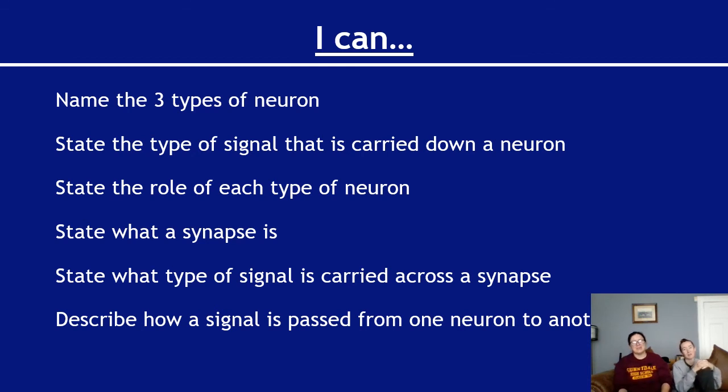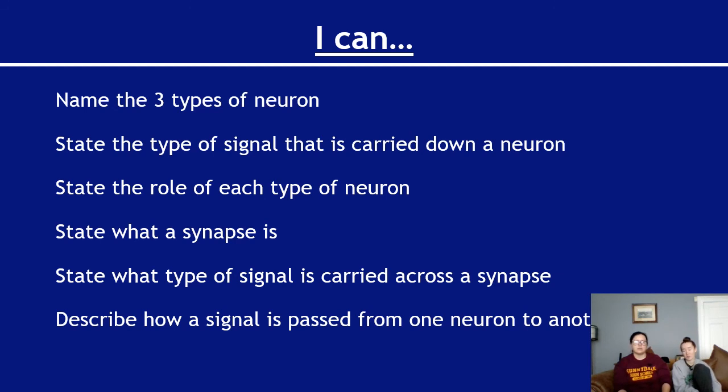So you should be able to name the 3 types of neurons, which are sensory, inter, and motor. You should be able to state the type of signal that is carried down a neuron: electrical impulse. You should be able to state the role of each type of neuron. Sensory carries signals from sensory receptors to the central nervous system. Inter carries signals through the central nervous system. And motor carries signals from the central nervous system to effectors.